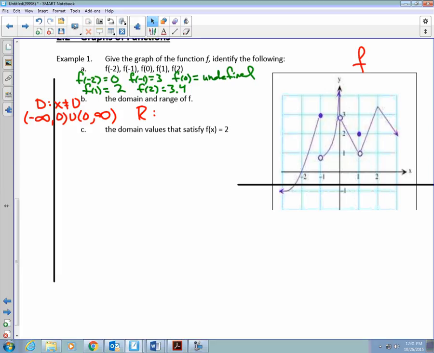Does it cross here? Yeah, due to this spot right here, it crosses. So I know I have an open circle, but it does cross right there. And this line will also cross about there.